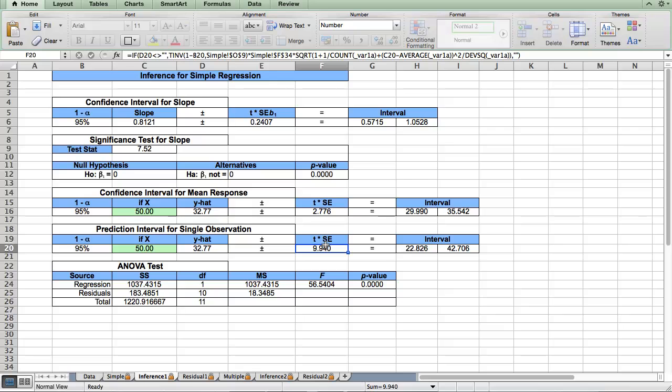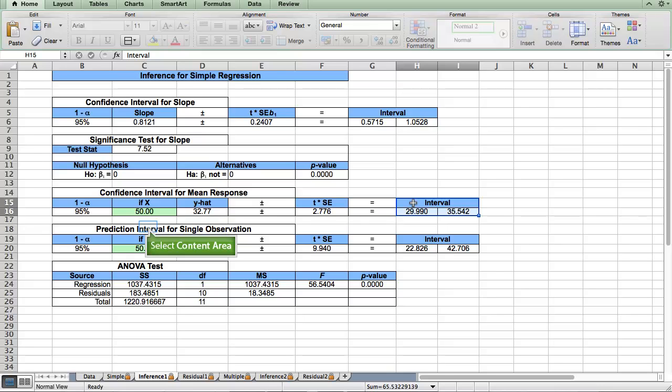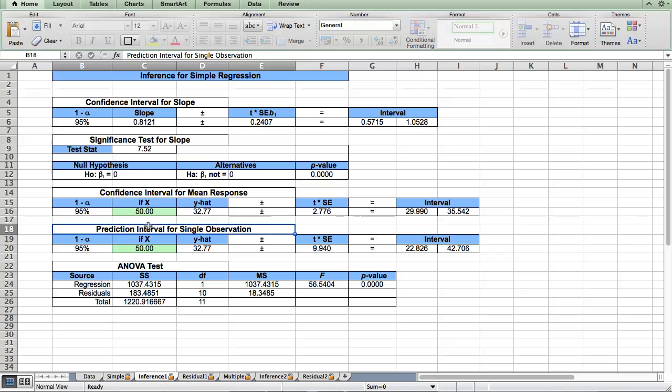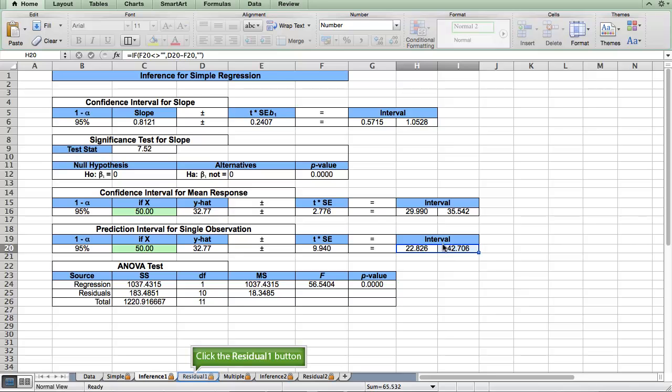The confidence interval estimates the average long-term debt for all clients who have 50 million in assets. But if the accounting firm is interested in a particular client, they're going to want to use the prediction interval. A particular client at 95% confidence should have long-term debt somewhere in the much wider range, 22.83 up to 42.71.